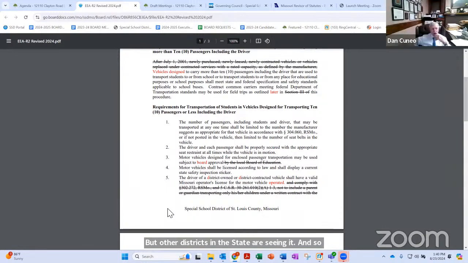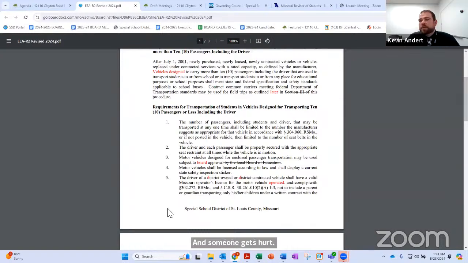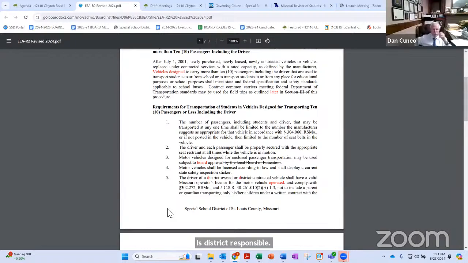If an individual carpools and someone gets hurt, is the district responsible? It is not. And that's what this is specifying. Okay. Sounds good. Yeah, nothing to add there.